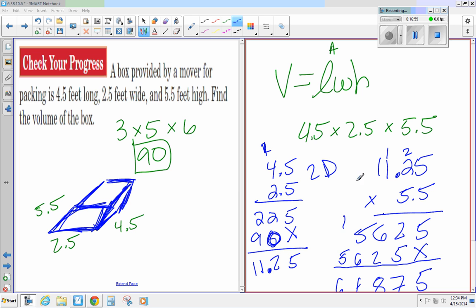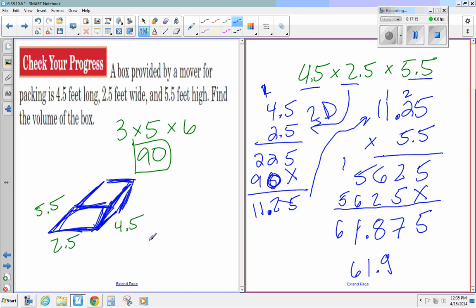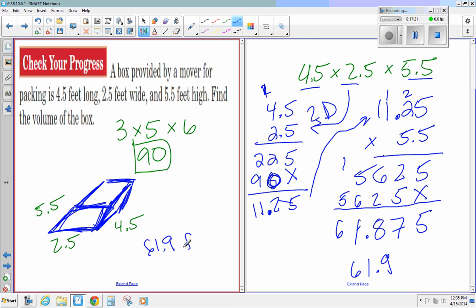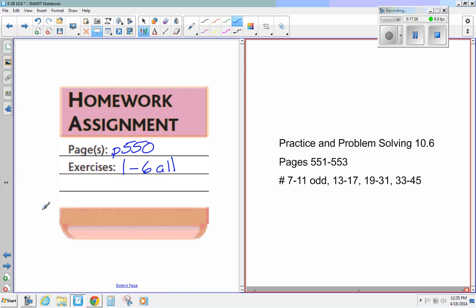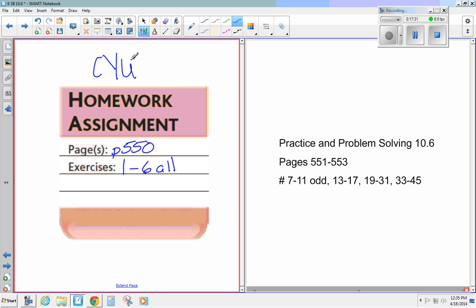Alright, so somehow the video stopped, but hopefully you see the drawing, the dimensions, the multiplication, 4 times 5 right here, and then that number times this ended up with 61.9 cubic feet. And then you should see all the problems that we're going to end up doing, 1 through 6, all from the CYUs, and these problems in class. Good luck.